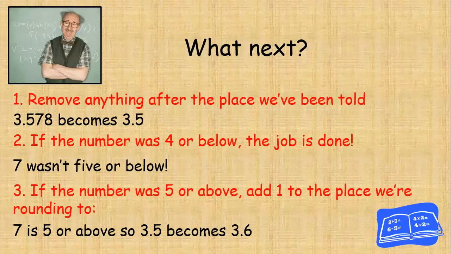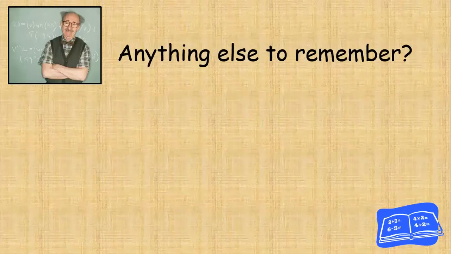So 3.578 to 1 decimal place. I looked at the 2nd decimal place, and because it was 5 or above, I added 1 to the 1st decimal place and chopped everything else off. So what other things do you have to remember when doing these questions?